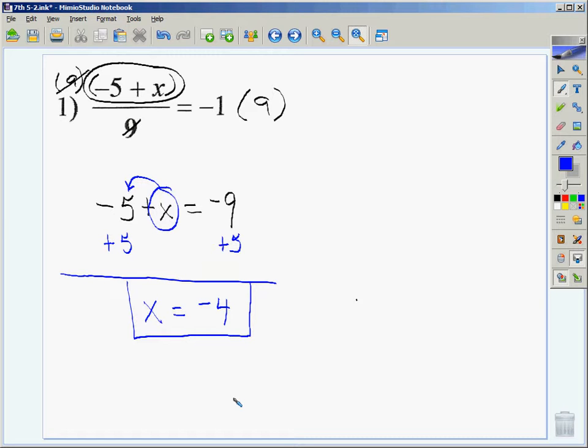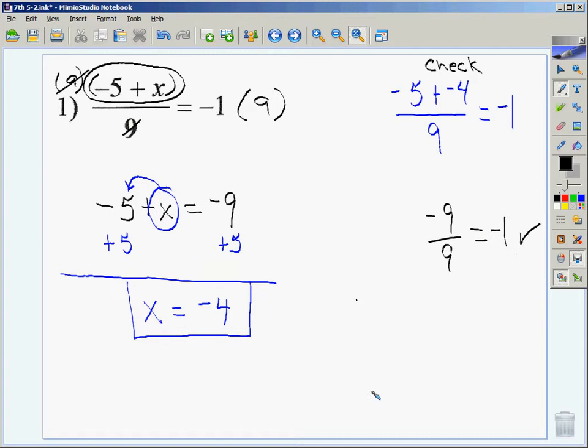What could I do if I want to make sure my number is correct? I could replace x with a negative 4. I'd have negative 5 plus a negative 4, divided by 9, equals a negative 1. This is how I would check to see if I'm right. What is a negative 5 plus a negative 4? Negative 9 divided by a positive 9 does equal a negative 1, so I can see that my answer checks.